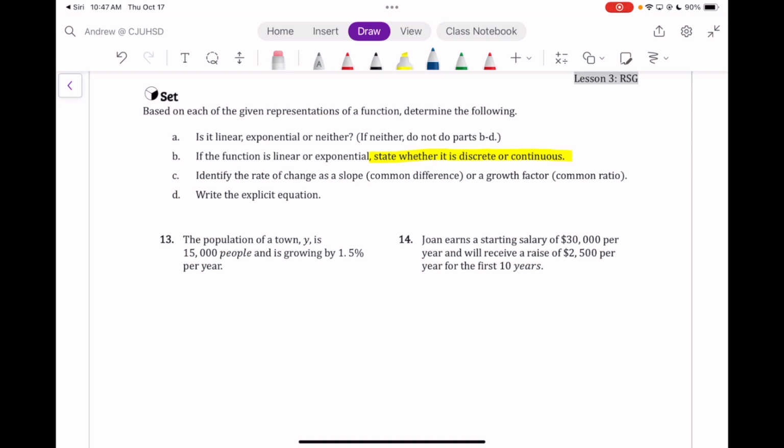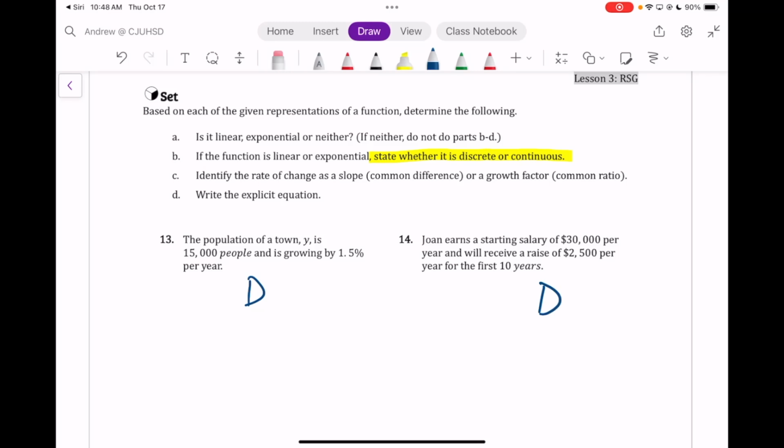14, Joe earns a starting salary of $30,000 per year and will receive a raise of $2,500 per year for the first 10 years. This one also will likely be discrete because she only gets raises once a year. It's going to instantly jump her salary up.